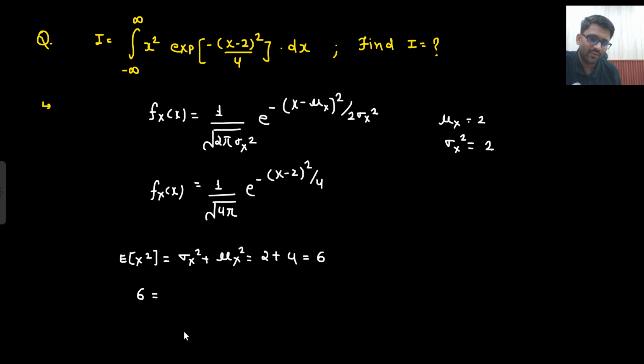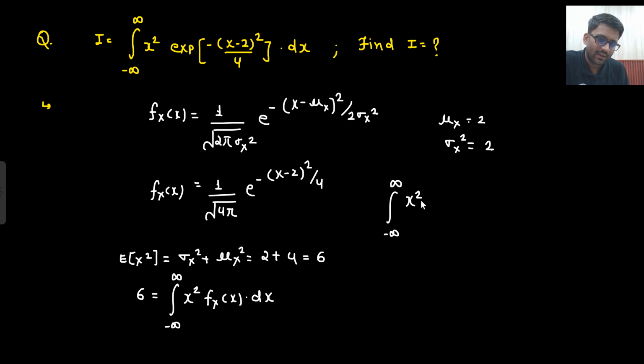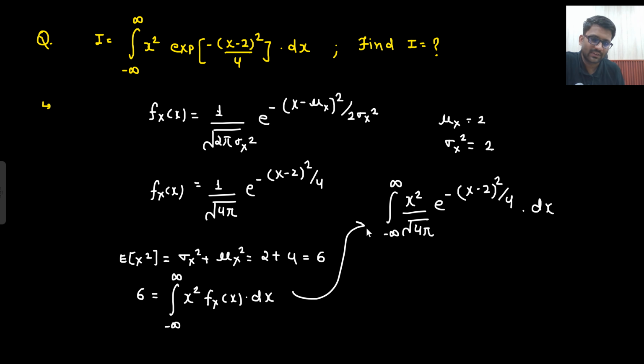So this 6 will be equal to what? 6 will be equal to the integral from minus infinity to infinity of x square fx of x dx, right? So x square, and what is your fx of x? That is 1 upon under root 4 pi e to the power minus (x minus 2) whole square divided by 4, dx. X square is already there, and that will come out to be equal to 6.